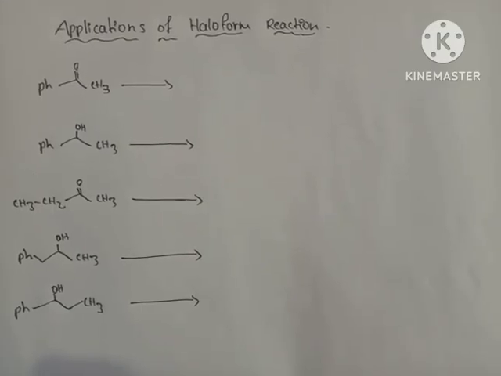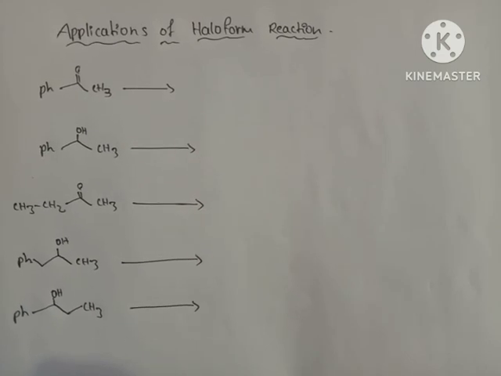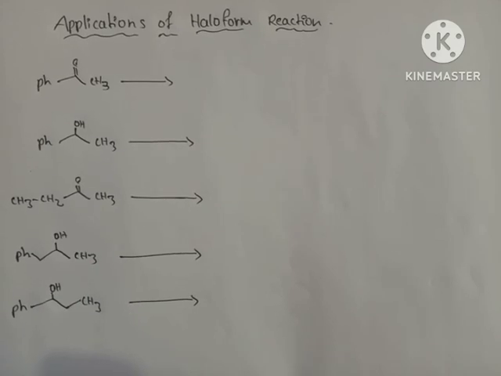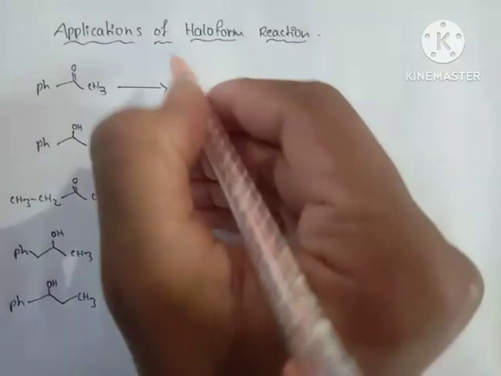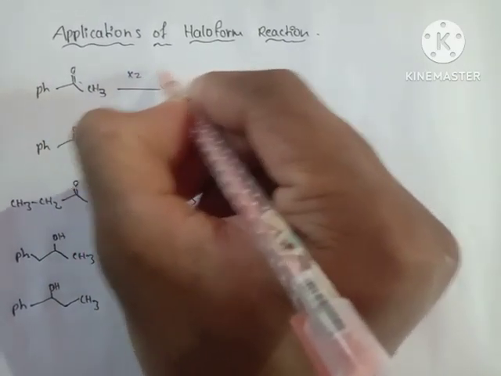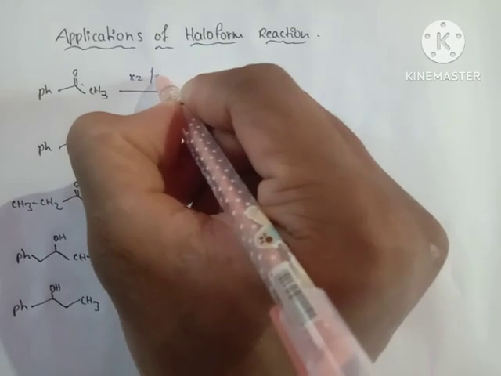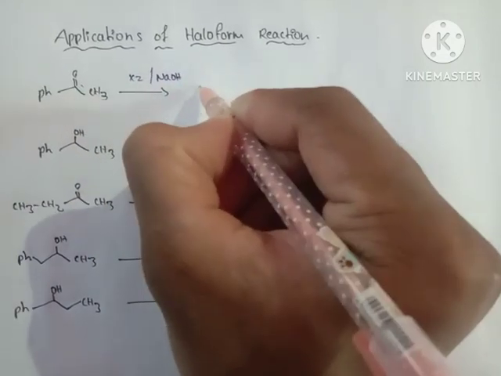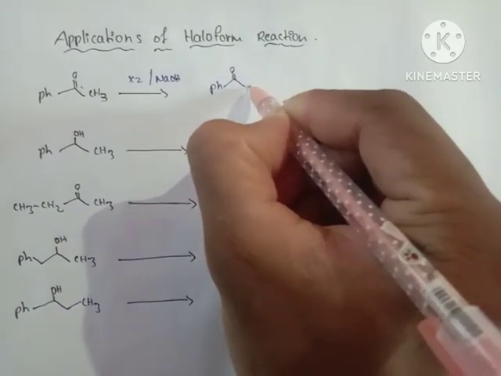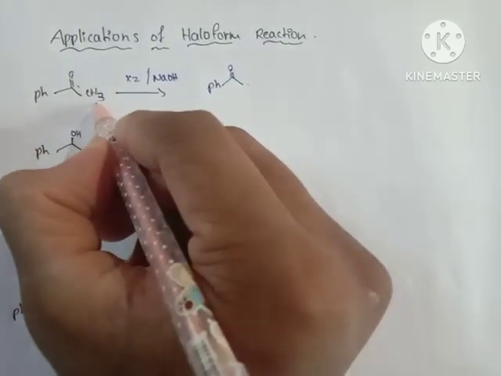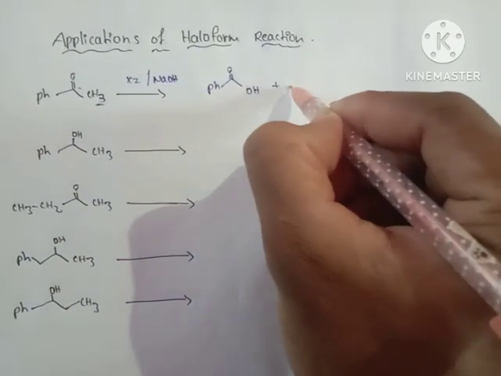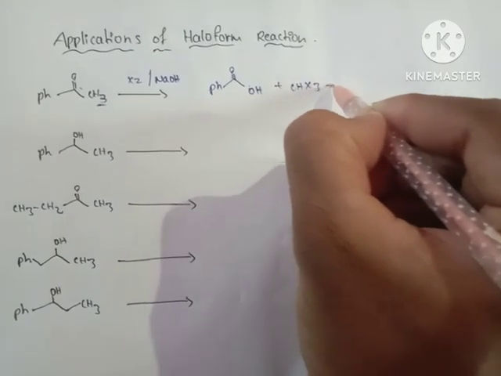In this reaction, the methyl ketone group is treated with halogen in the presence of NaOH to produce the corresponding haloform. In this case, the CH3 group is replaced by OH group to produce haloform.